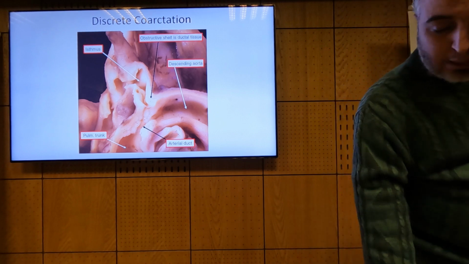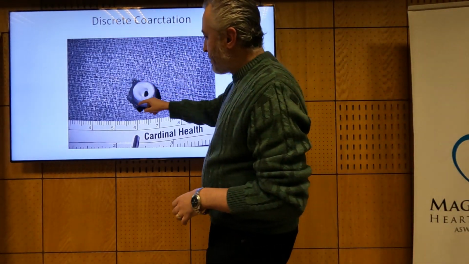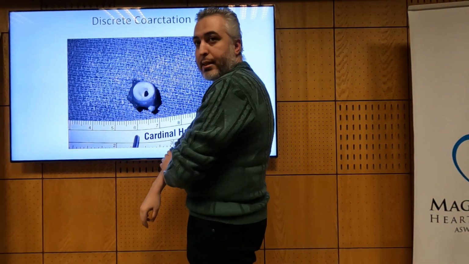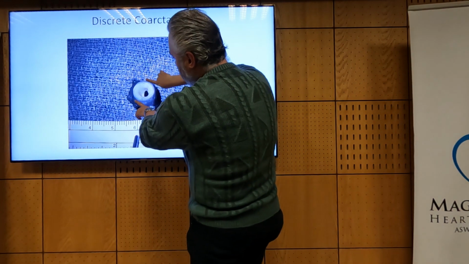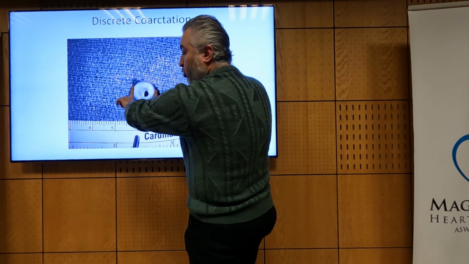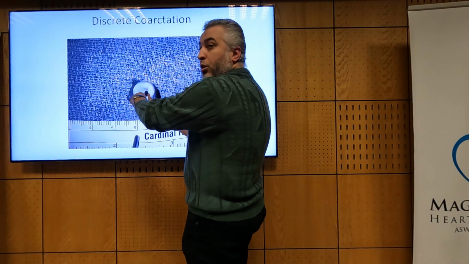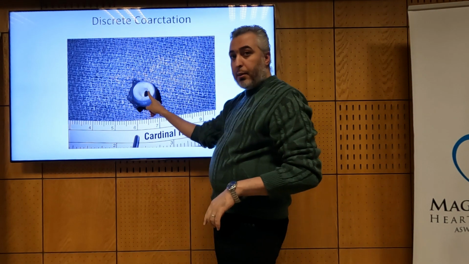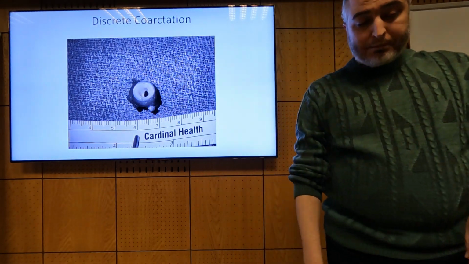So although the outside of the aorta, this is the part of the isthmus that was resected during surgery, and you can see that although the aorta from outside is not too bad, actually the orifice is very small. Sometimes it can be really, really tight.